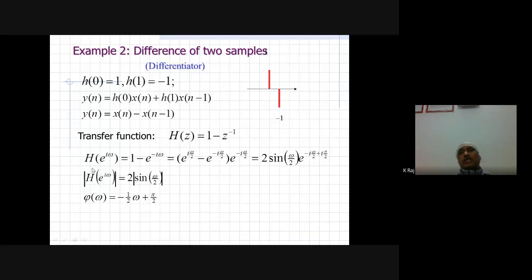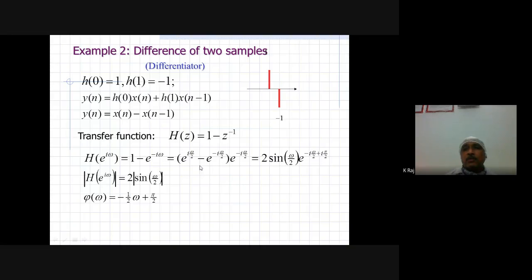Now if we are interested in getting the response of the system, then as we have discussed in the previous example, again we have to replace Z by e to the power j omega. Hence we will get H(e to the power j omega) equal to 1 minus e to the power minus j omega. If we take e to the power minus j omega by 2 as common, it becomes e to the power minus j omega by 2 multiplied by the parenthesis e to the power j omega by 2 minus e to the power minus j omega by 2, and this term becomes the sinusoidal function.